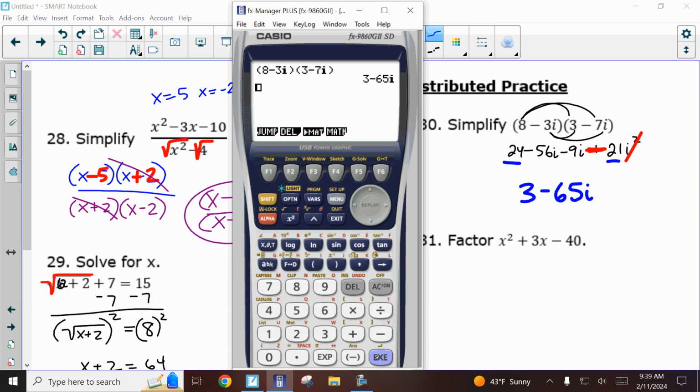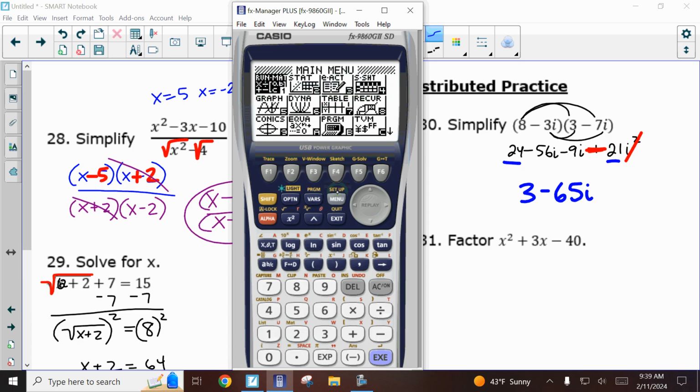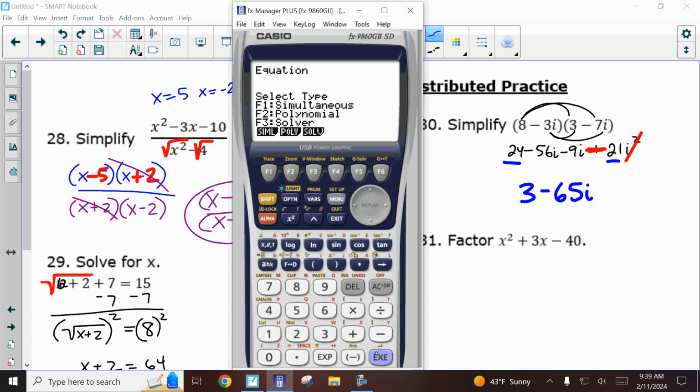Okay, last one. Factor. Factoring is the solver. This is an ABC problem. So let me go into the solver again. This is a polynomial solver, degree 2. There is no GCF, so I can go straight into the solver and type all my stuff in. That's +3. And then we have a -40.